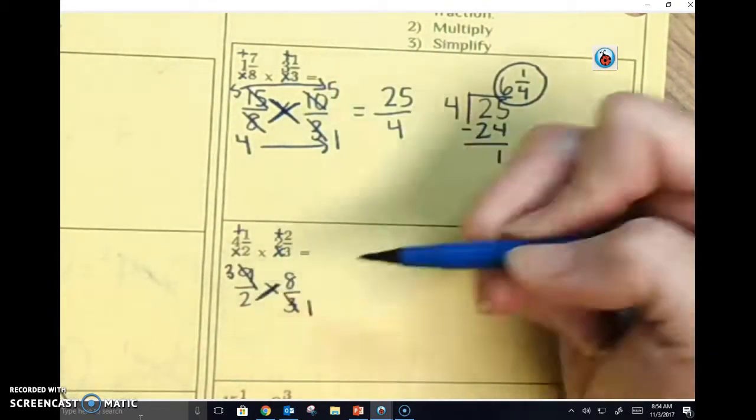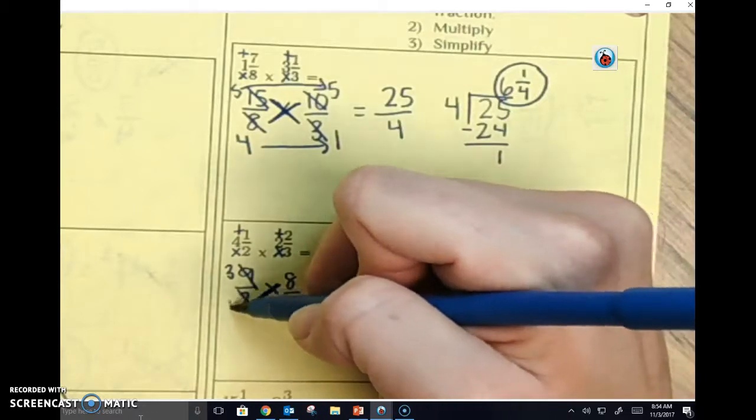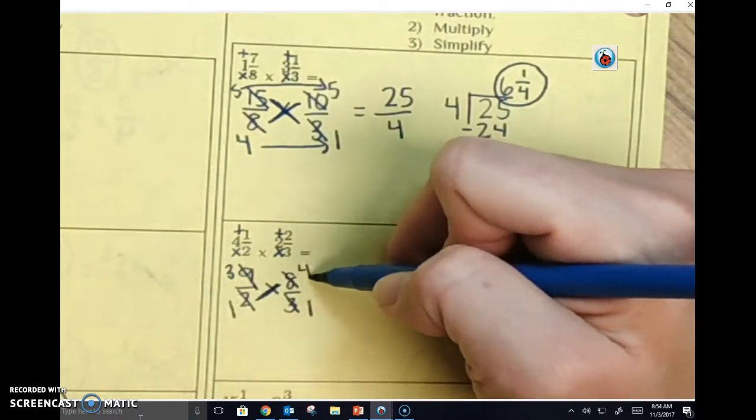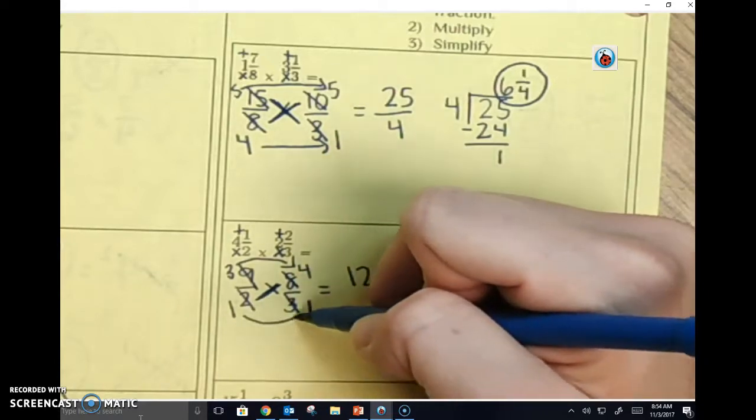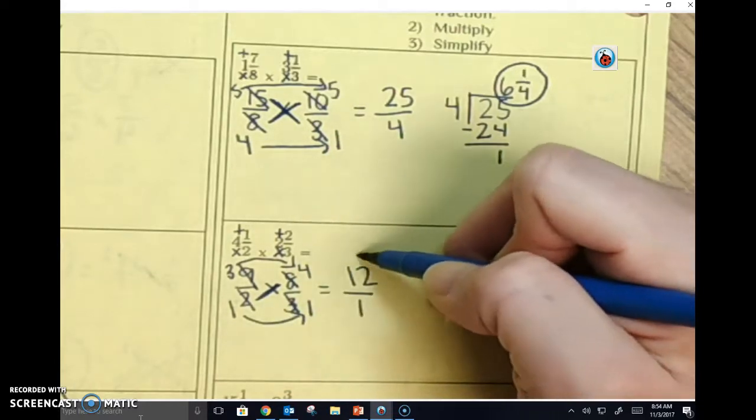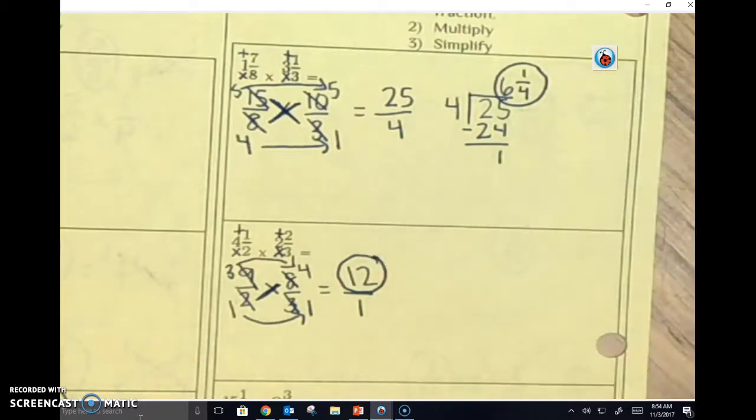Then we're going to look at the 2 and the 8. 2 goes into 2 once. 2 goes into 8 4 times. 3 times 4 is 12. 1 times 1 is 1. So our answer is 12. And that is a whole number answer.